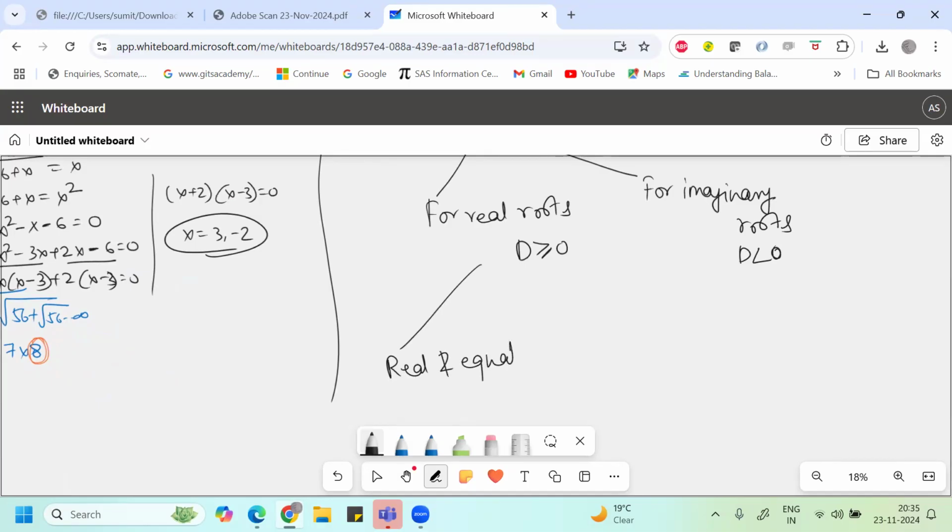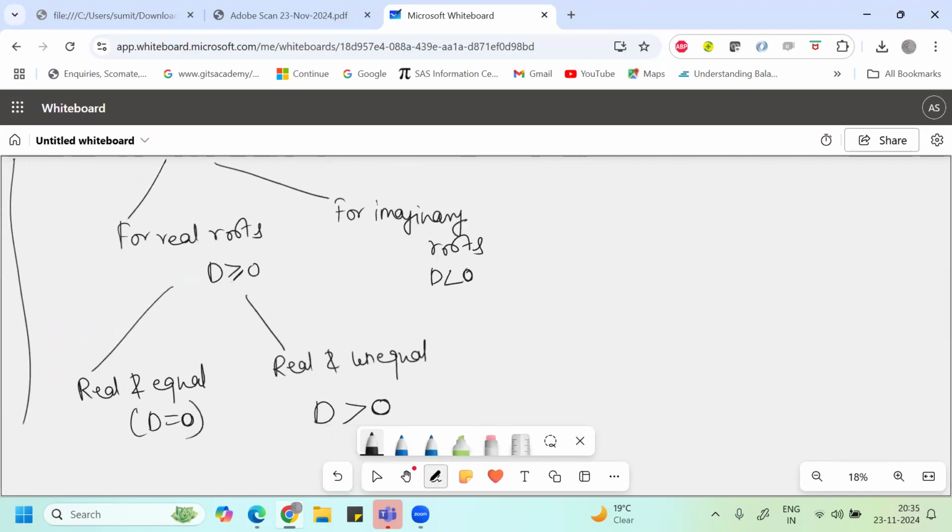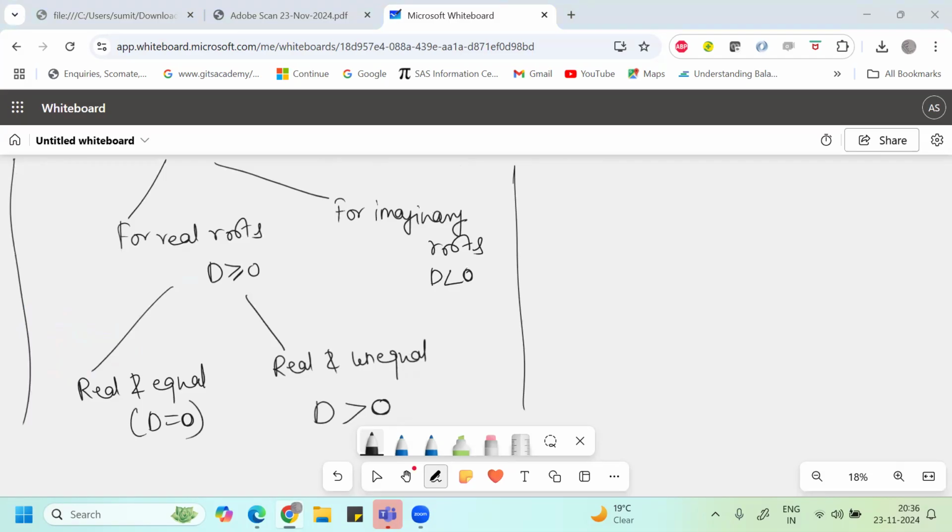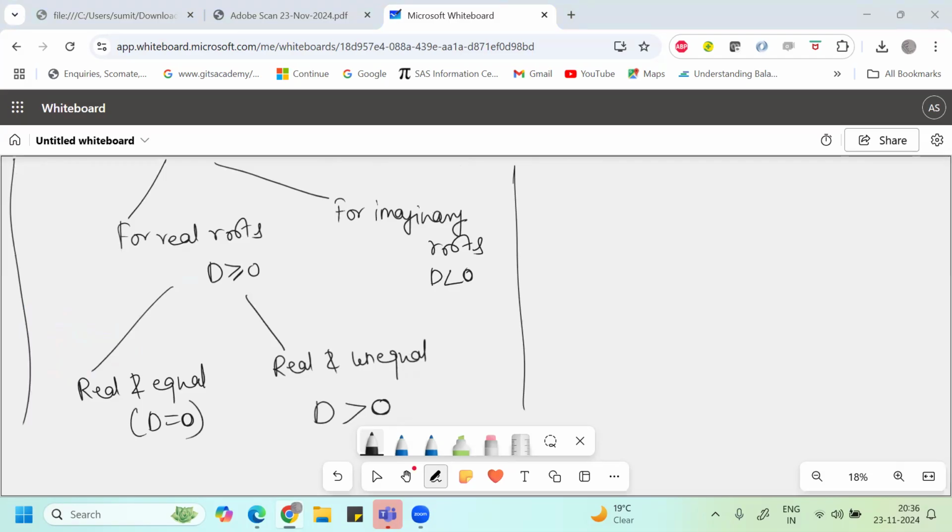Or the roots are real and unequal. So real and equal means when your determinant is equal to 0, and roots are real and unequal when the determinant is greater than 0. I hope you're getting this part. So for equal roots, for the roots to be equal, your determinant should be equal to 0, which means b square minus 4ac should be equal to 0.